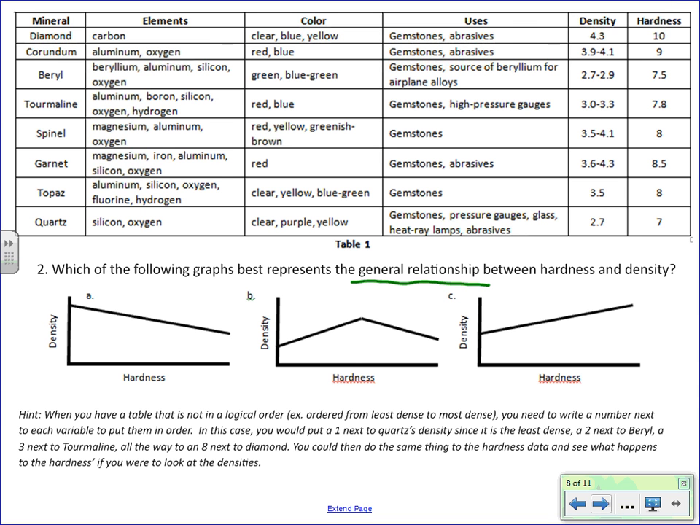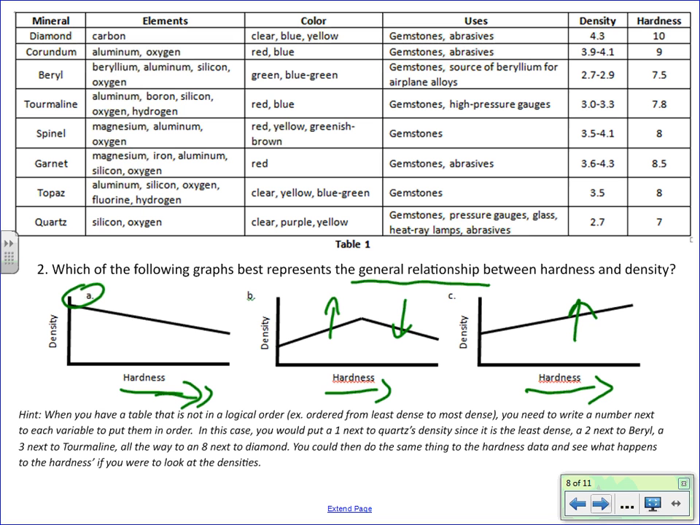So if we look at the 3 different graphs that we could be comparing, they're all telling us different things. If A was true, what relationship must be true? As hardness increases, what happens to density? Decreases. So this one is saying as hardness increases, density decreases. The second one is saying as hardness increases, what happens to density? Yeah, increases and then decreases. Whereas the last one is saying as hardness increases, what happens to density?